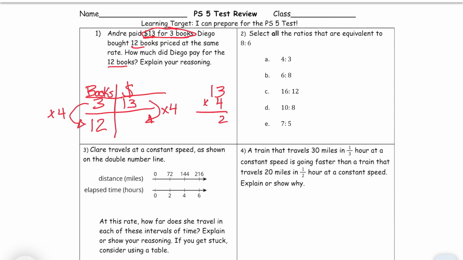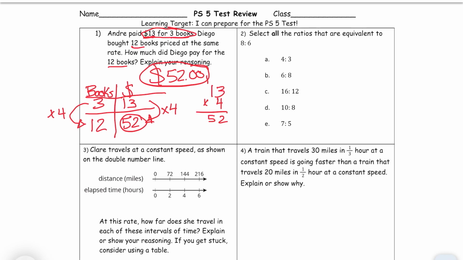4 times 3 is 12. 4 times 1 is 4. And 4 plus 1 is 5. So it would cost $52. And explaining my reasoning could just be showing my table. So I say $52. Make sure you show your work and you don't just have $52 there.